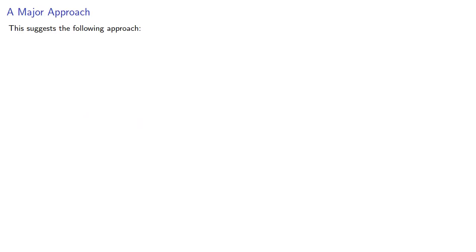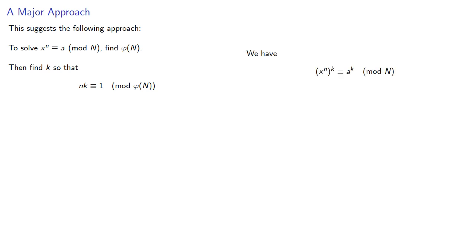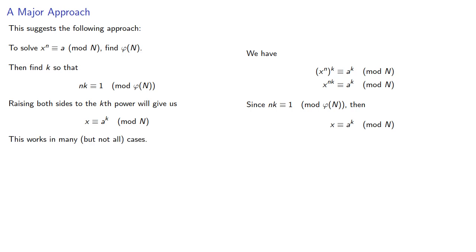This suggests the following approach. To solve a congruence x to the n congruent to a, find phi of n, then find a k so that nk is congruent to 1 mod phi of n. So raising both sides to the kth power will give us x to the nk congruent to a to the k, but since nk is congruent to 1 mod phi of n, then x is congruent to a to the k. And this works in many, but not all cases.